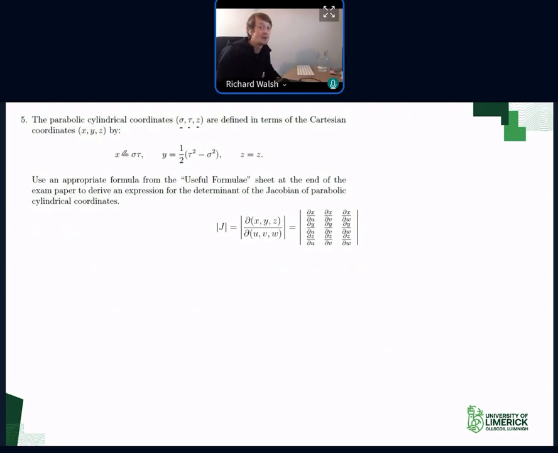Now, it reads so difficult. To be honest, pronouncing some of those is quite tough. But it's derive an expression for the determinant of the Jacobian. You can see in the formula sheet, the vertical lines, as I said, signify the determinant. And here's del xyz over del uvw. Now I think this is from the 2022 paper. This formula, but we're transforming it into sigma, tau, and z. So instead of uvw, I'll be putting in sigma, tau, and z.